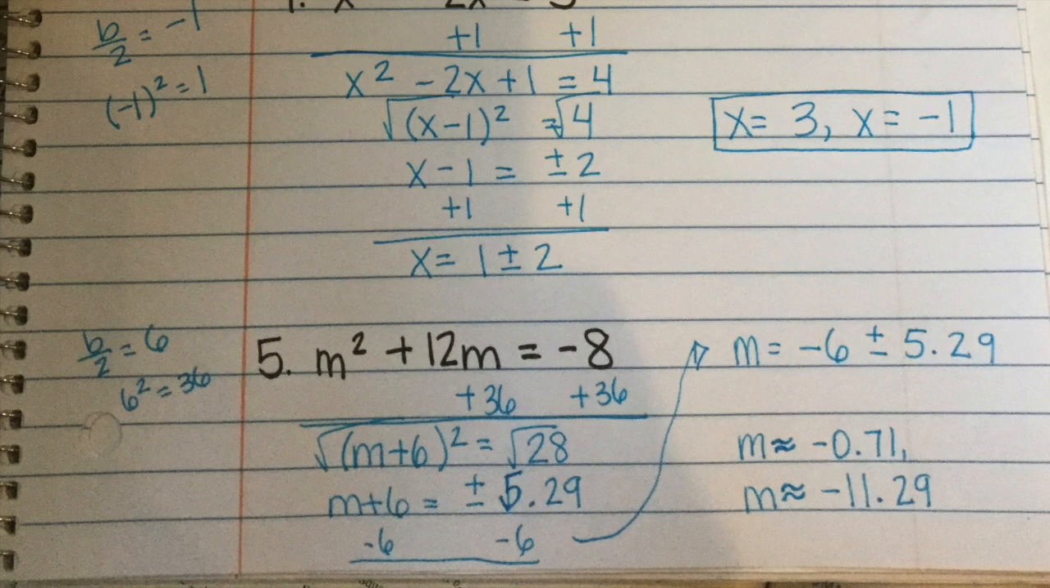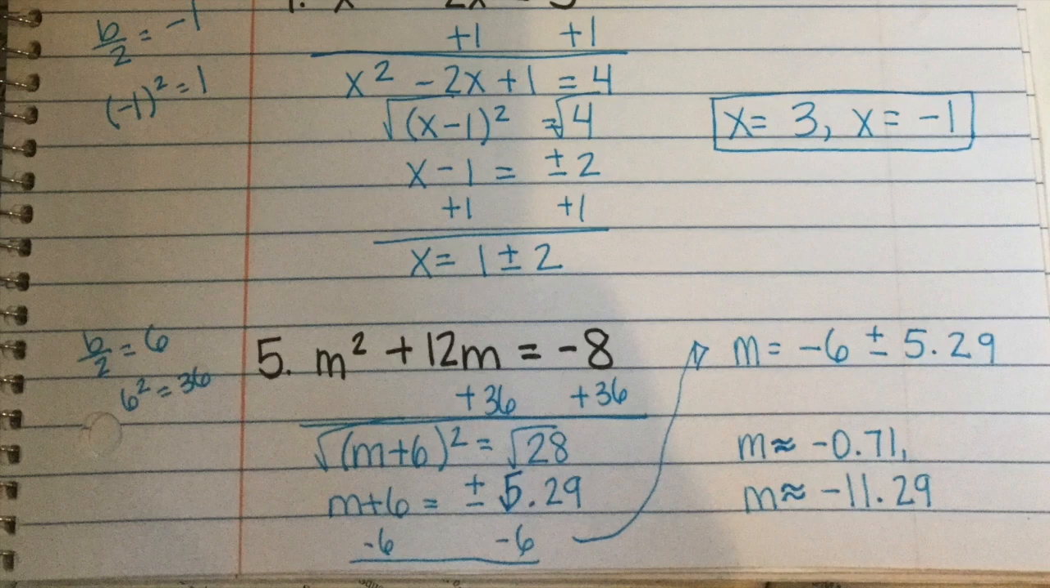All right, so first, in order to complete the square, I had to add 36 to both sides, and that's because half of 12, that middle term, half of 12 is 6, and 6 squared is 36. So I added 36 to both sides, and I was able to factor the left side as the quantity of m plus 6 squared. And then negative 8 plus 36 is equal to 28. Now, like I said, here is where it becomes a little more tricky because I can't take the square root of 28 and have it be a nice perfect number, but we can still use our calculator to approximate that.